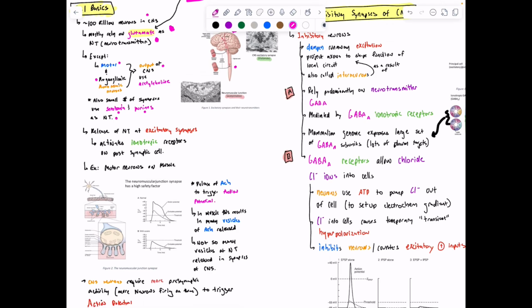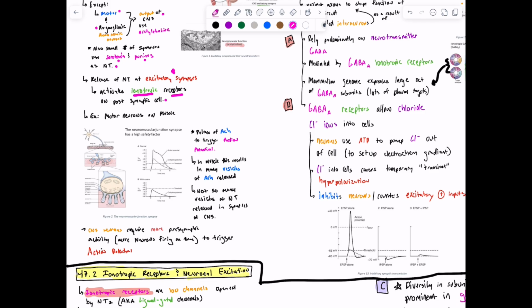All right, the release of neurotransmitters at excitatory synapses is going to activate ionotropic receptors on the postsynaptic cell, right, its target. And then we had an example of just an action potential. So this is not glutamate, but just going back to the basics. What did we learn way back in MSK?